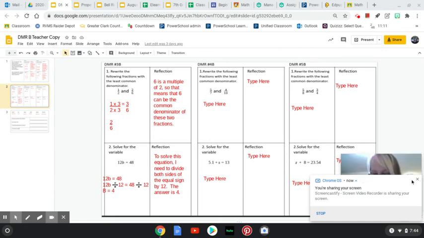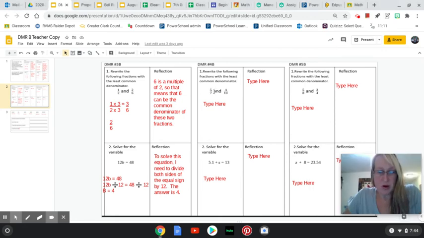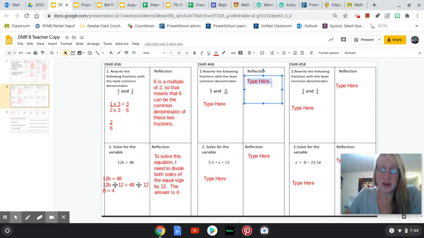All right, we are going to review our DMR, and we're working on common denominators. I'm going back to the old-fashioned way. I'm going to start with the reflection. So with the reflection, I'm going to look at these two denominators, which are 7 and 10. I will make the common denominator 70.